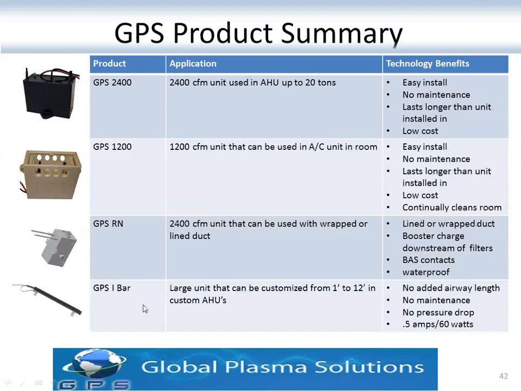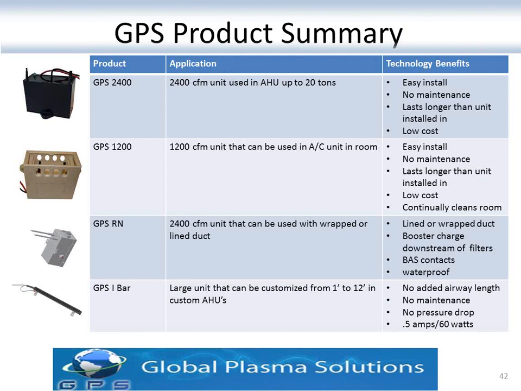The product line is carried by Global Plasma Solutions, GPS for short. They have a 2400 version, 2400 meaning CFM, so it's about 6 tons. This is more of a residential one here on top, although you can put up to 4. So if you have some smaller rooftops, 15, 20, 10 rooftops, it's great. Easy installation, one screw and a couple of wires that you wire in to a common and a hot. No maintenance. It lasts longer than the unit installed, and it's low cost.